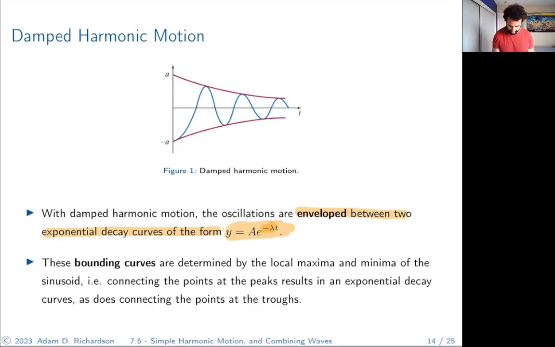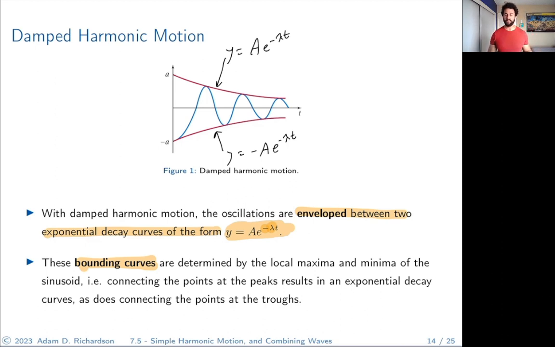And in essence, that is what is happening with these two curves right there. The top curve is y equals a times e to the negative lambda t, and the bottom one is y equals negative a times e to the negative lambda t. The pair of them is sometimes called the envelope because the oscillation is literally enveloped between these two curves. These curves are also known as bounding curves. And how do you determine what these curves are?